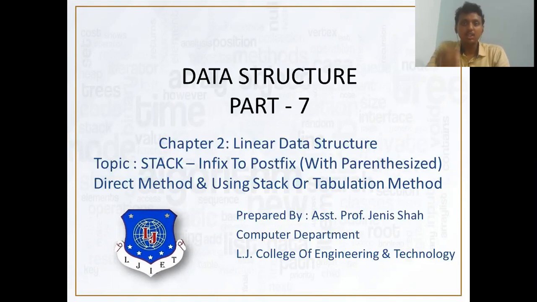Okay, so in today's lecture we are talking about the parenthesized expression. So how can we convert infix to prefix or infix to postfix expressions with parenthesized expressions? Okay, so let's begin.